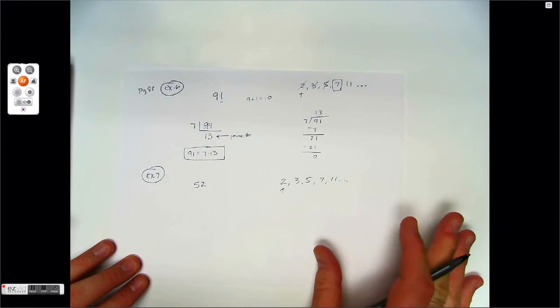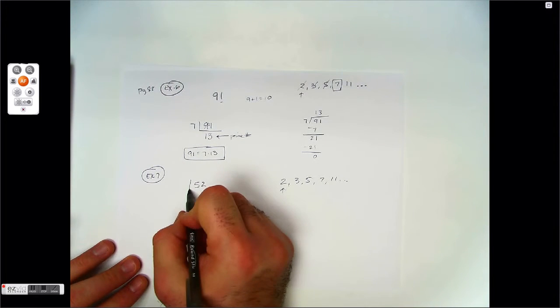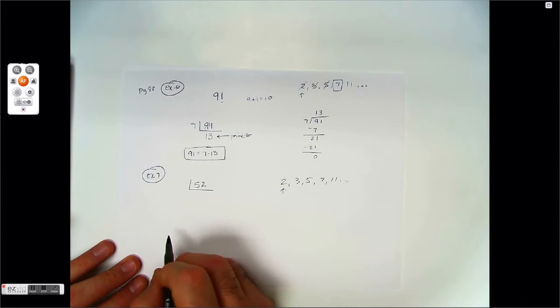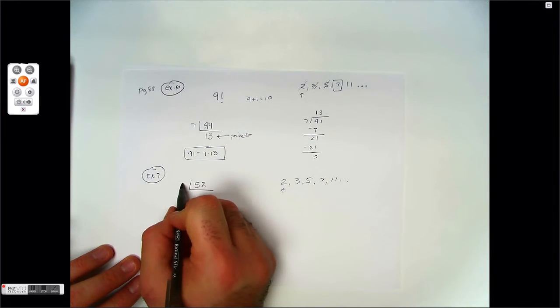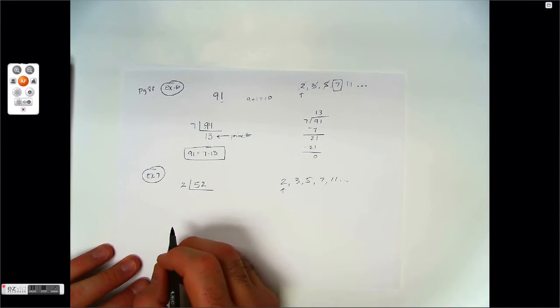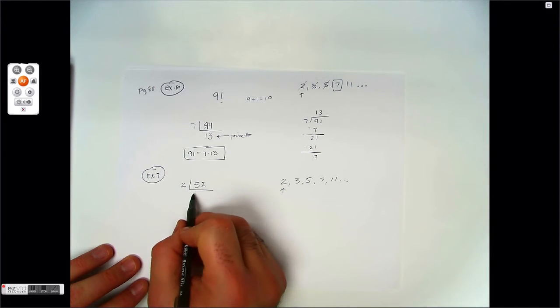All right, does 2 go into this number? Always start with 2. Start with the smallest. Don't try to jump to some huge number. Start with 2. 2 does go into this number because this is an even digit. So we're going to put our 2, and again, let's use our scratch method.